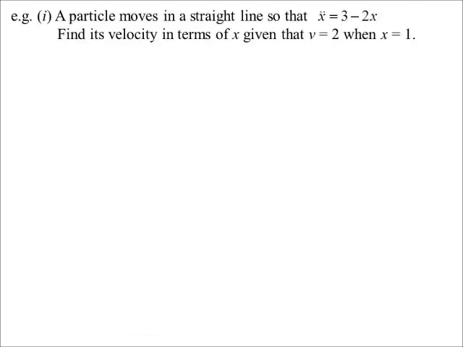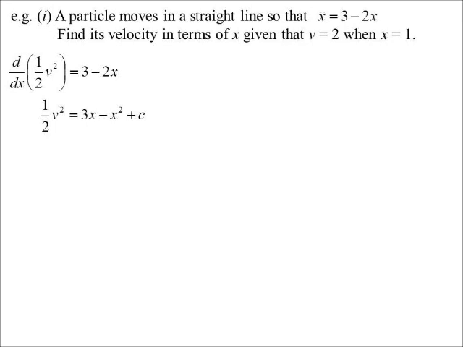So here's a question. A particle moves in a straight line, but they've given us acceleration in terms of displacement rather than in terms of time. So we want to find its velocity in terms of displacement. Okay, so d/dx of a half v squared, that's acceleration. If I integrate both sides, d/dx of a half v squared will become a half v squared, and the right-hand side 3x minus x squared plus c. I now have velocity squared in terms of displacement, but I can easily get to velocity from that.